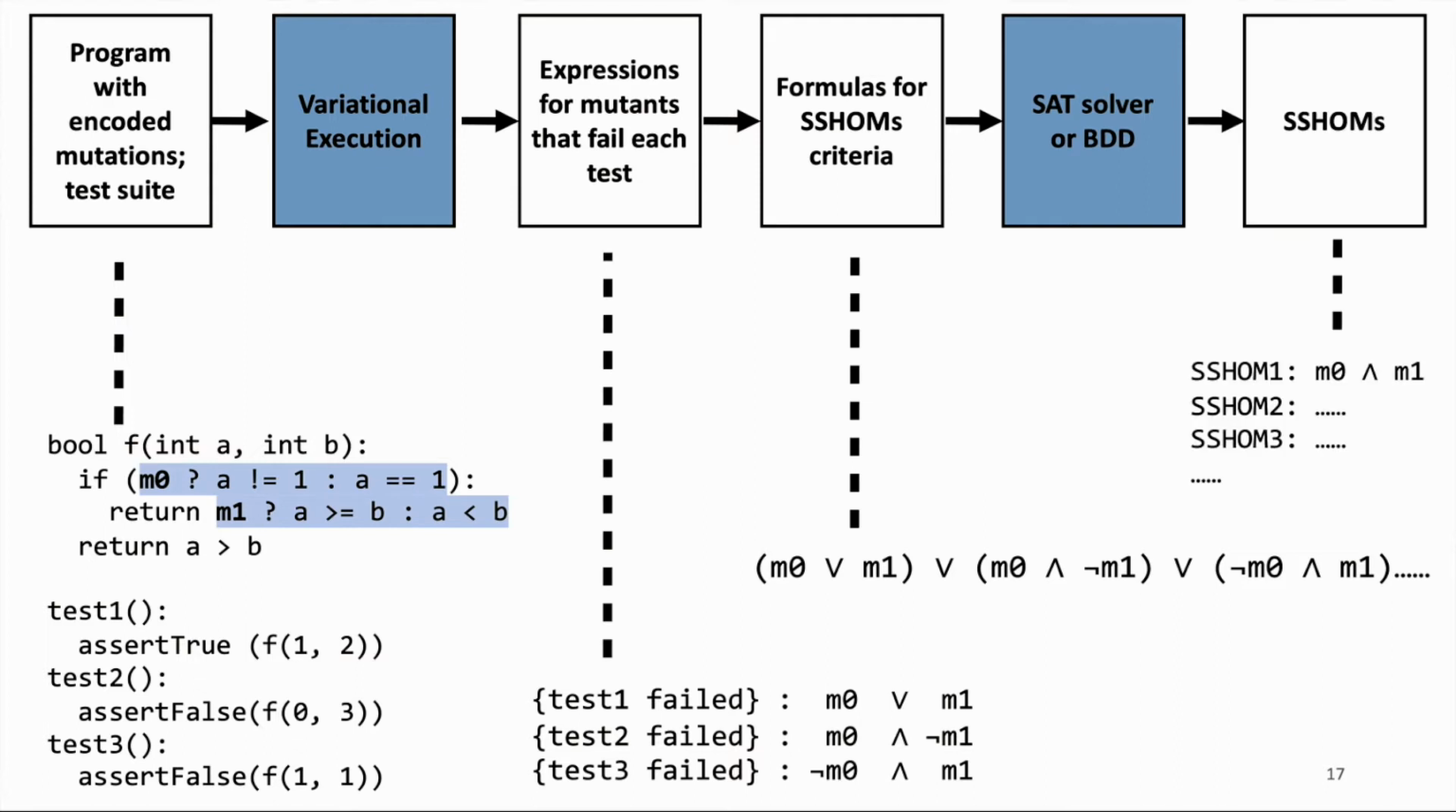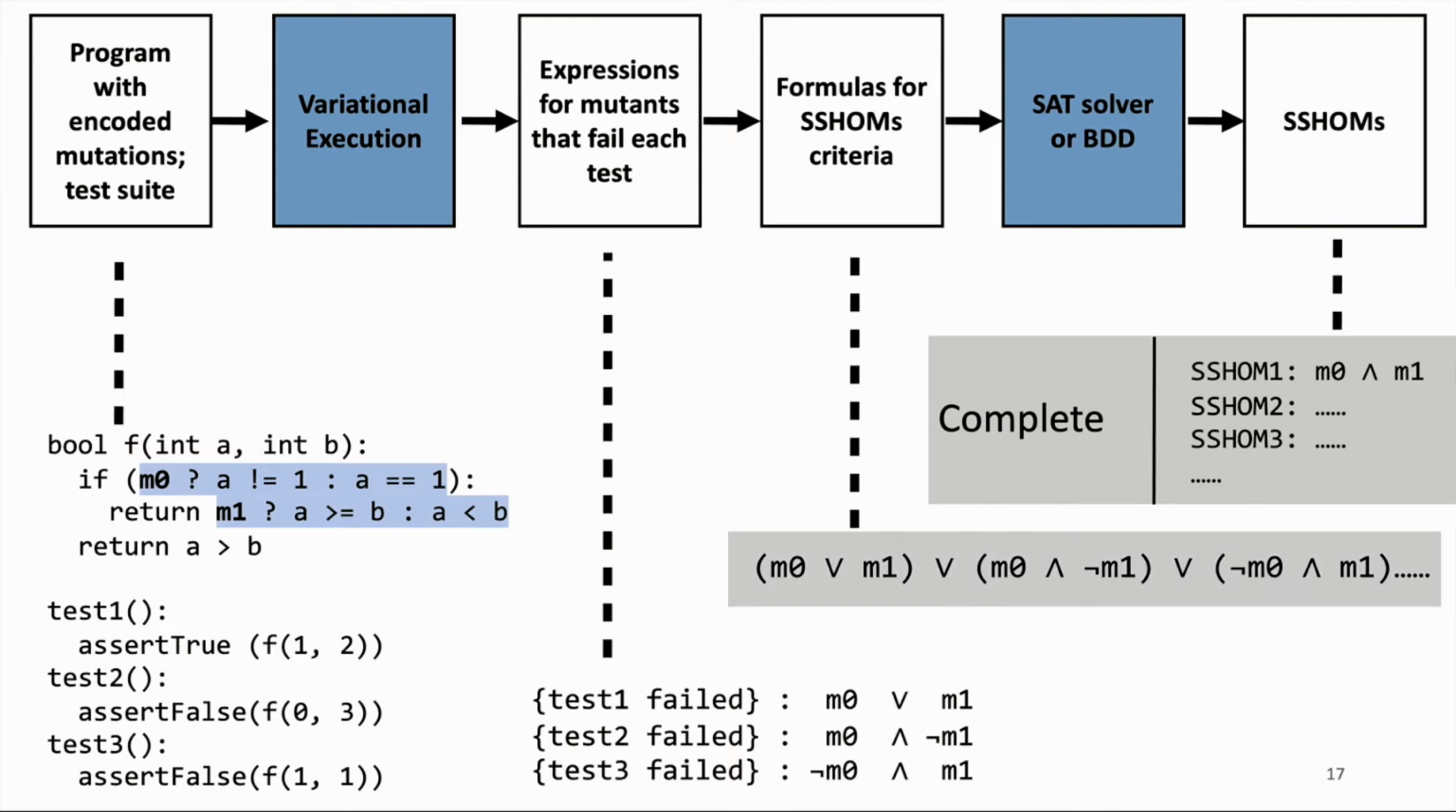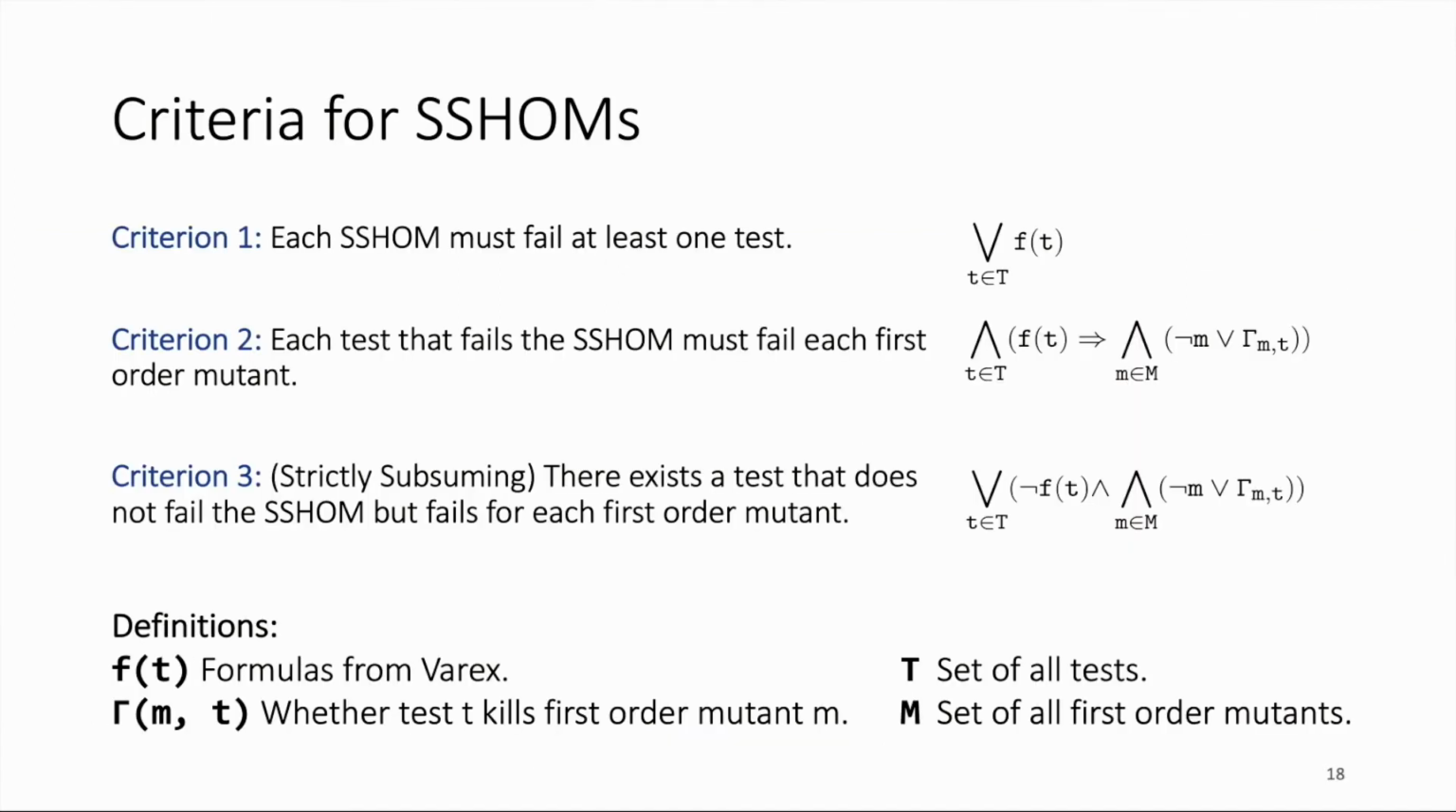Each solution to the Boolean satisfiability problem corresponds directly to a strongly subsuming higher-order mutant. And if the SAT solving terminates, we are guaranteed to find a complete set of strongly subsuming higher-order mutants with regard to the test suite and mutations. The main challenge in this approach is to construct a formula that represents all valid strongly subsuming higher-order mutants in the search space. In our paper, we detail how we transform the output of variational execution into a SAT problem. For the interest of time, we are going to skip the details in this talk.